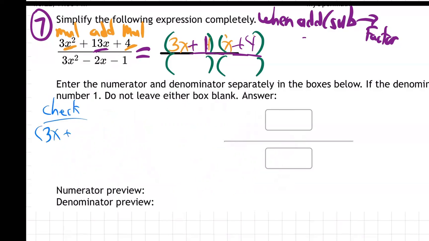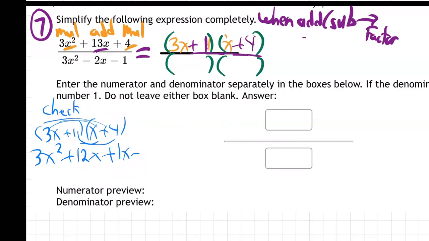This one will work. (3x + 1)(x + 4), boom and a boom. 3x squared plus 12x, boom, boom, plus 1x plus 4. See how they make 13x in the middle? Perfect. That's what we want. That's the correct one. So we've got that right. So now the top is right. Now it's time to do the bottom.